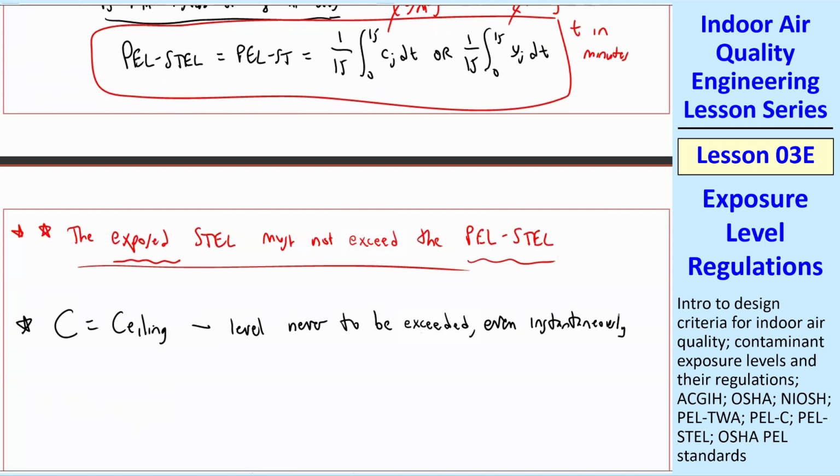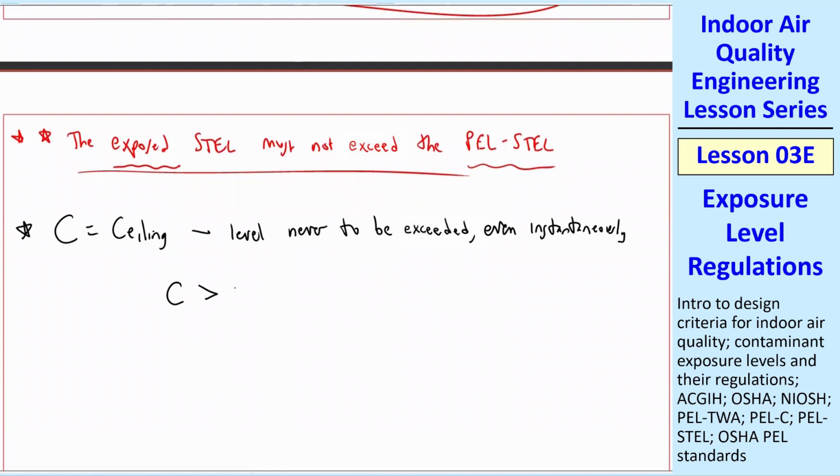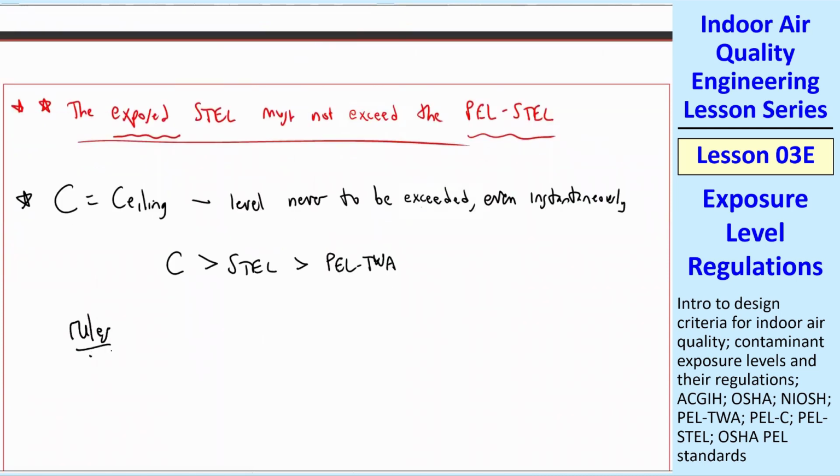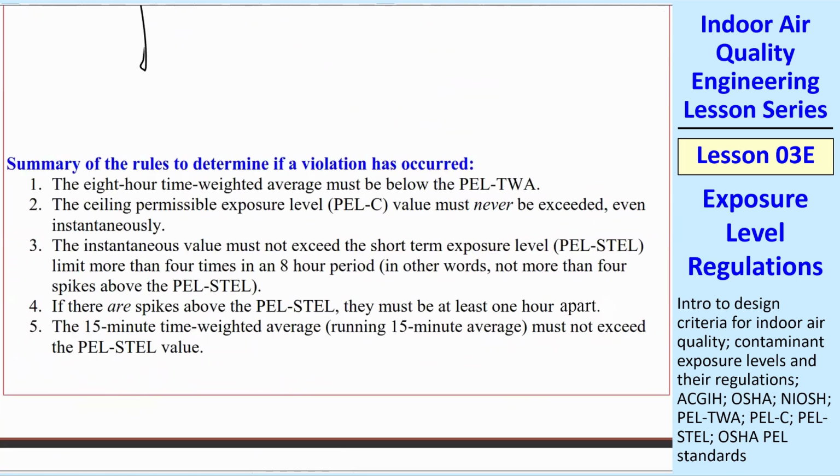And so you're not allowed to go above that level ever. So obviously C is greater than STEL is greater than the PEL-TWA. That should be obvious because of the way we're defining these. There are rules. I've given you a couple rules already. I just typed all these up for convenience.